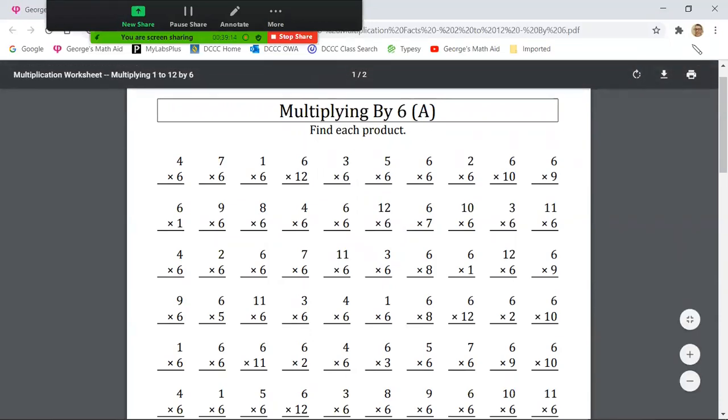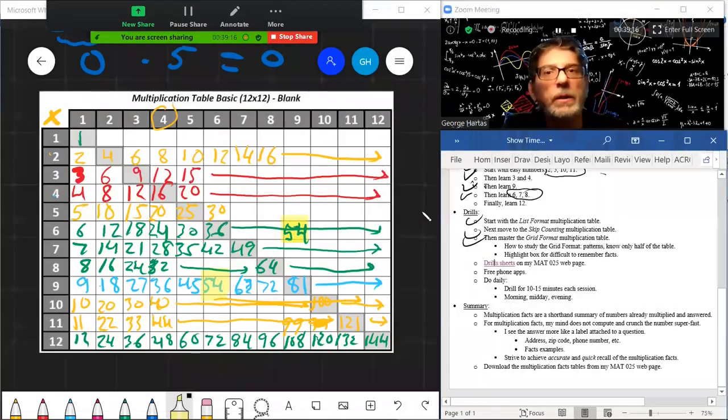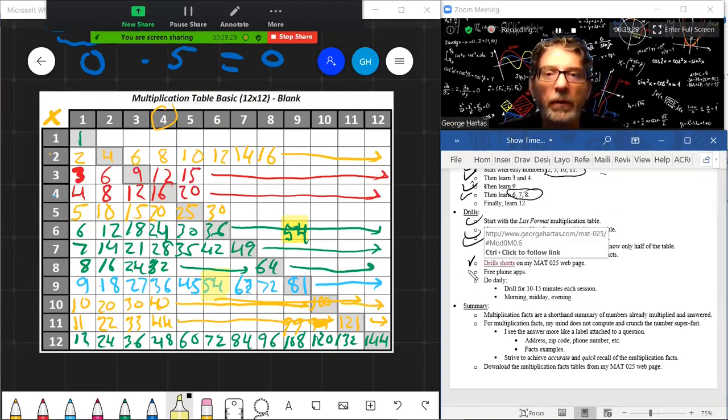All right, so use those drills to help you. Now, something else you can also do is try some phone apps. I'm not familiar with any, but I know they exist. Just do a search on web apps, okay? Free phone multiplication facts apps, and you'll certainly come up with some.